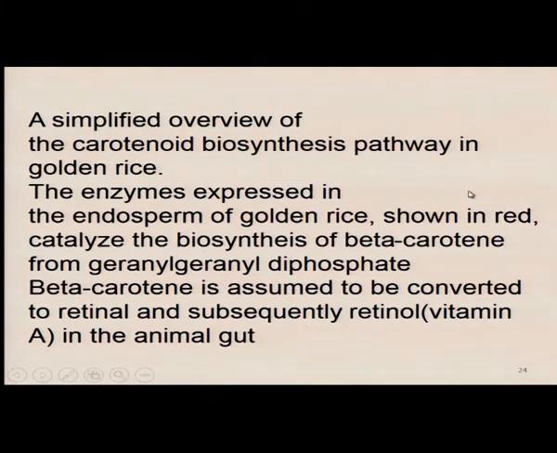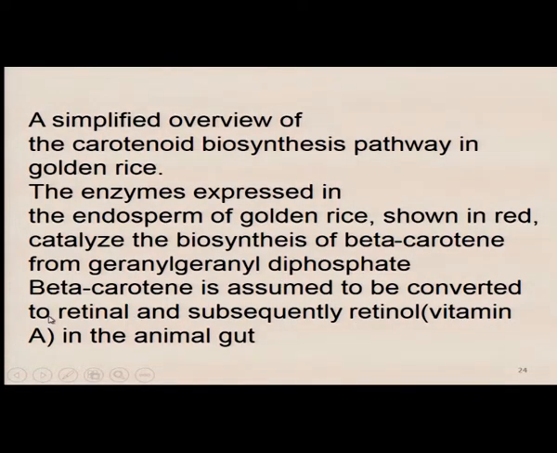A simplified overview of the carotenoid biosynthesis pathway is seen in the golden rice. The enzymes expressed in the endosperm of golden rice are shown in red there. They catalyze the biosynthesis of beta-carotene from geranyl diphosphate. Beta-carotene is then assumed to be converted to retinal and subsequently to retinol, which is vitamin A in the animal gut.